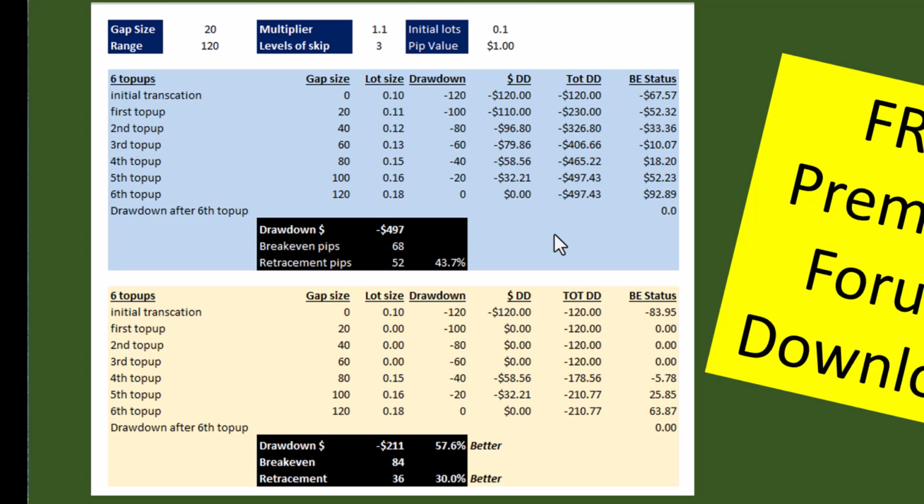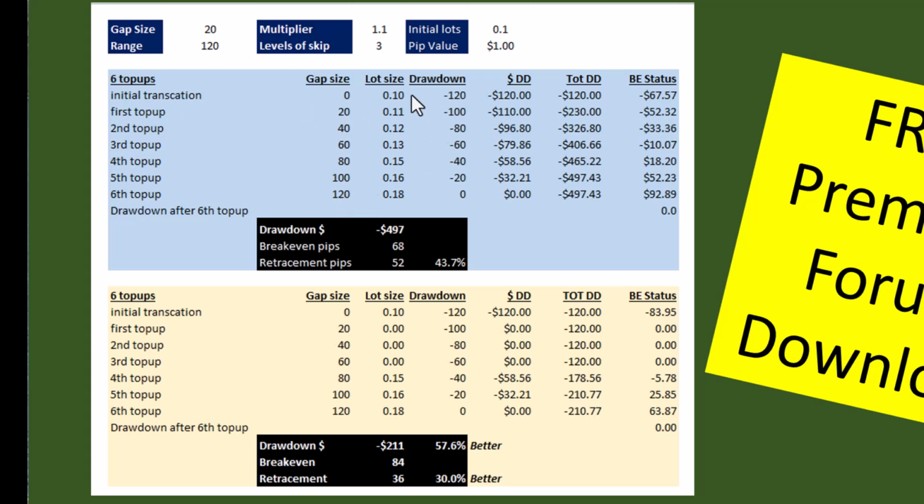Now, the problem with this process is it can build up big drawdowns. There's the drawdown for this particular one. Let me explain how this one works. So your initial transaction happens, then it travels 20 pips. In this case, because I've set it for 20 pips, it travels 20 pips in the wrong direction, so it tops up another one. It opens a new trade 20 pips later, and then 20 pips later, 20 pips later, and so on and so on.